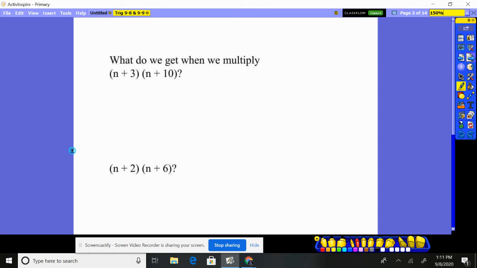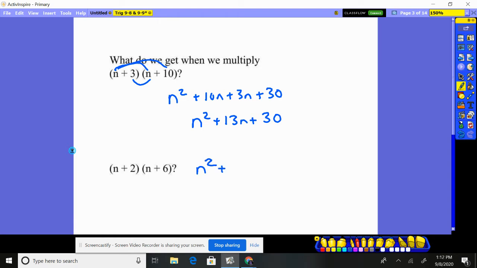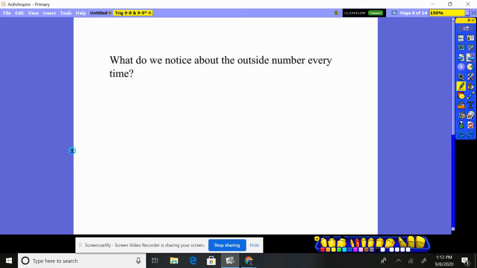All right, so let's take a look at a few things. What do we get when we multiply the quantity n plus 3 by the quantity n plus 10? Well, we know we're going to distribute through. We're going to get n squared, 10n, and then the 3 goes through to the 10, and we get n squared plus 13n plus 30, right? Now, if I do this one, I'm going to tell you I'm going to get an n squared plus 8n plus 12. So the question is, what do we notice about the outside number every time?